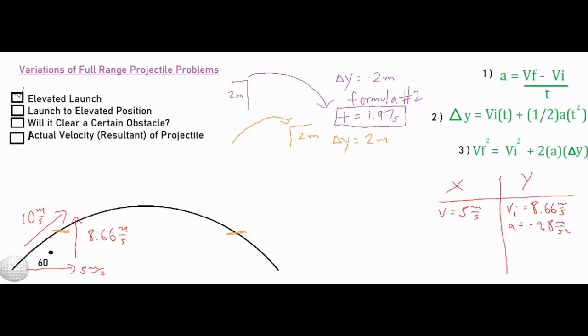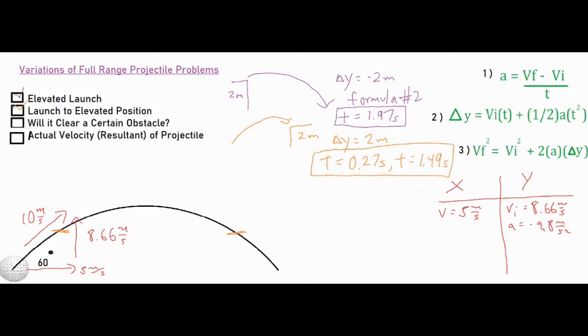So this time around, you're actually going to get two positive answers that you could potentially use based on the problem you're solving. And then you would get a time of 0.27 seconds as it's rising to that 2 meters. And then you would get a second time of 1.49 seconds as it's falling to 2 meters. Okay, and then from there you can solve for a bunch of different things with those times.